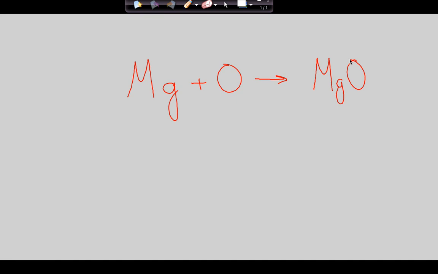Guys, what we've just done is written what's called a chemical formula. So guys, chemical formulas are sentences that represent chemical reactions. Here's the problem. They're not that simple. So this is actually not the chemical formula, the chemical equation for what happened inside of your crucible. Here are the things that are different.